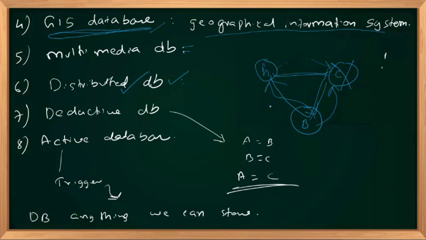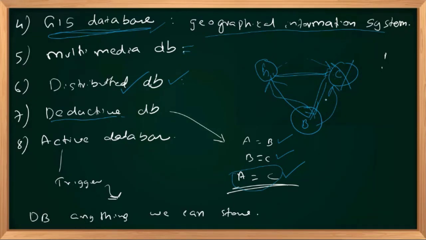Seventh one is deductive database. Deductive means the data is retrieved. What is retrieved? The data getting from a database is known as data retrieving. The data retrieving process is based on the deductive method. For example, we know that A equal to B, B equal to C, then we have to write A equal to C. This is the data retrieving method. So such a type of data stored in a database is the deductive database.